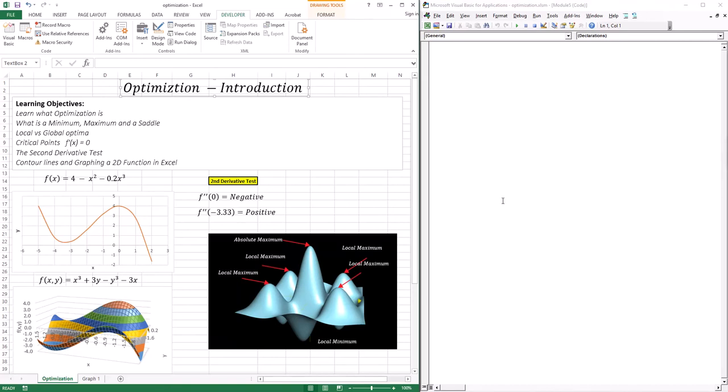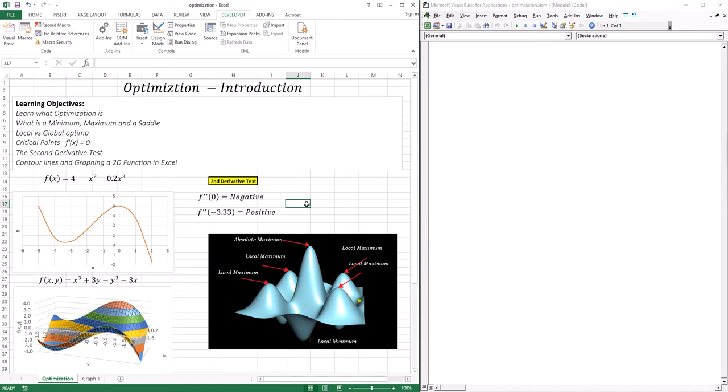So in this lesson, we're going to start a brand new topic, which is called optimization. This is going to be an introductory lesson. In this lesson, we're going to learn what optimization is. We're going to learn what is a maximum, what is a minimum, what is a saddle. We're also going to learn what is a local versus a global optima. And optima is a word for maximum and minimum.